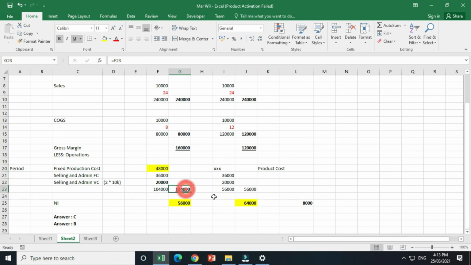So a total of 104,000 under variable costing, 160,000 minus 104,000, 56,000 is the net income, and 64,000 under absorption costing. So the answer is C, 56,000, and 8,000 more, which is the answer B.